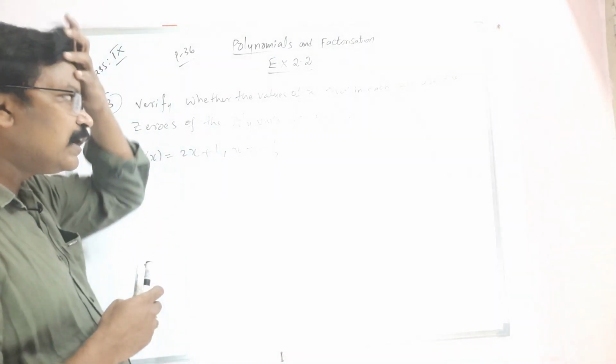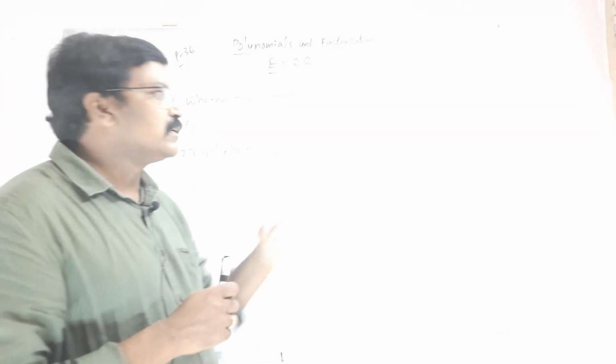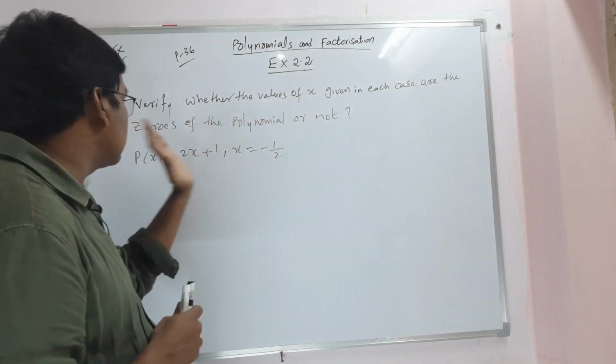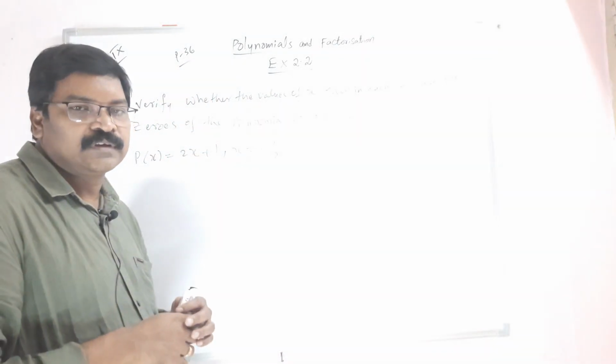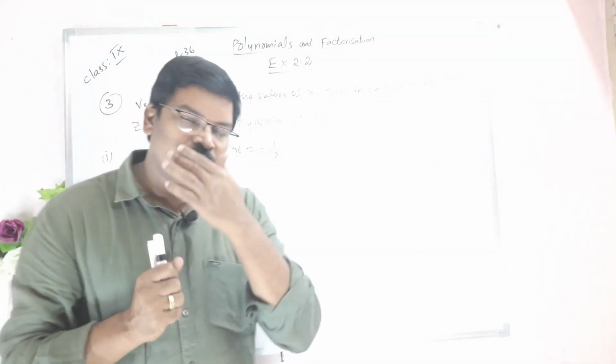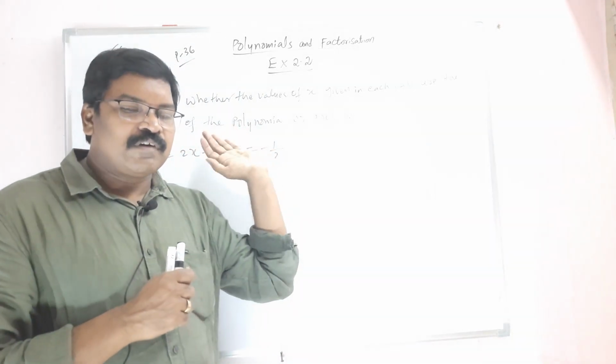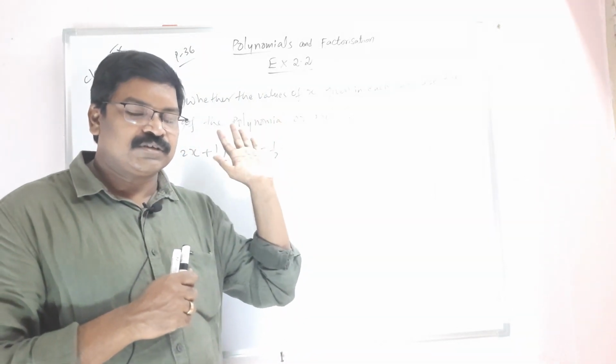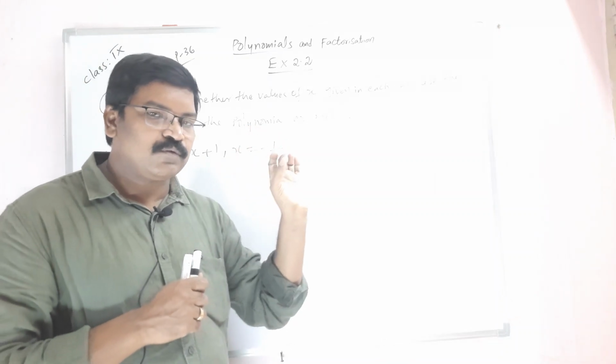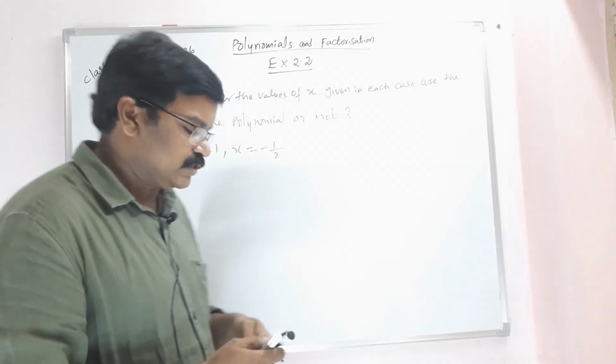We have to verify whether the value of x given in each case is a zero of the polynomial or not. As I told you, zeros of a polynomial means that at that value of x, the polynomial value should be equal to 0. Okay, right.